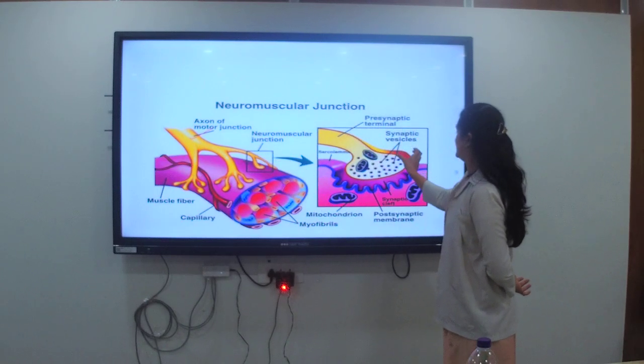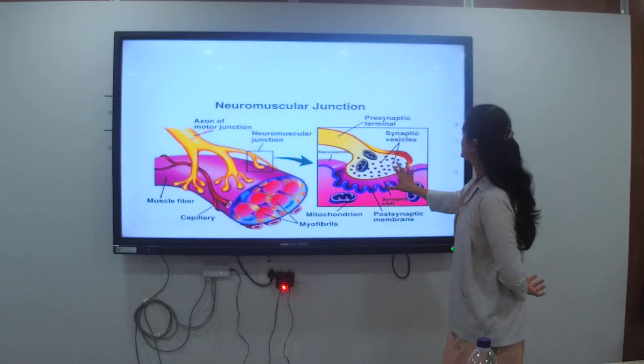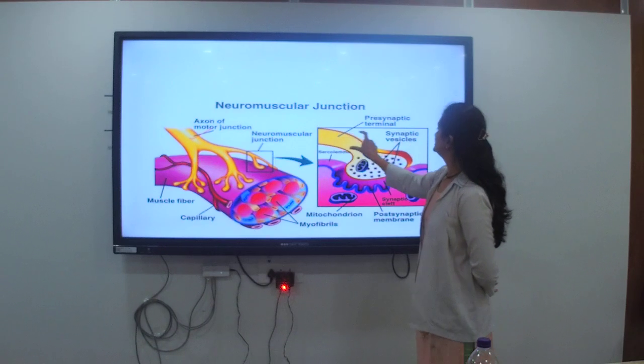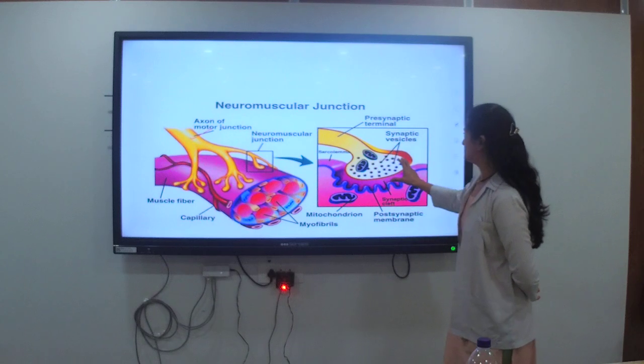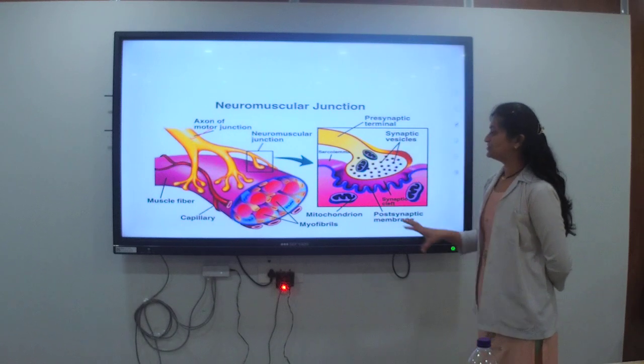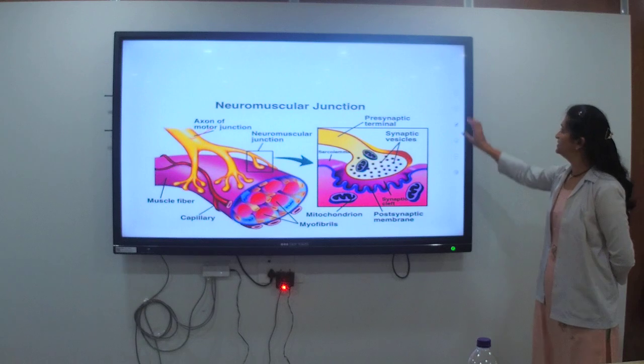Here are your synaptic vesicles. You can see the synaptic vesicles which are present in this one nerve terminal. So this is what is called your neuromuscular junction.